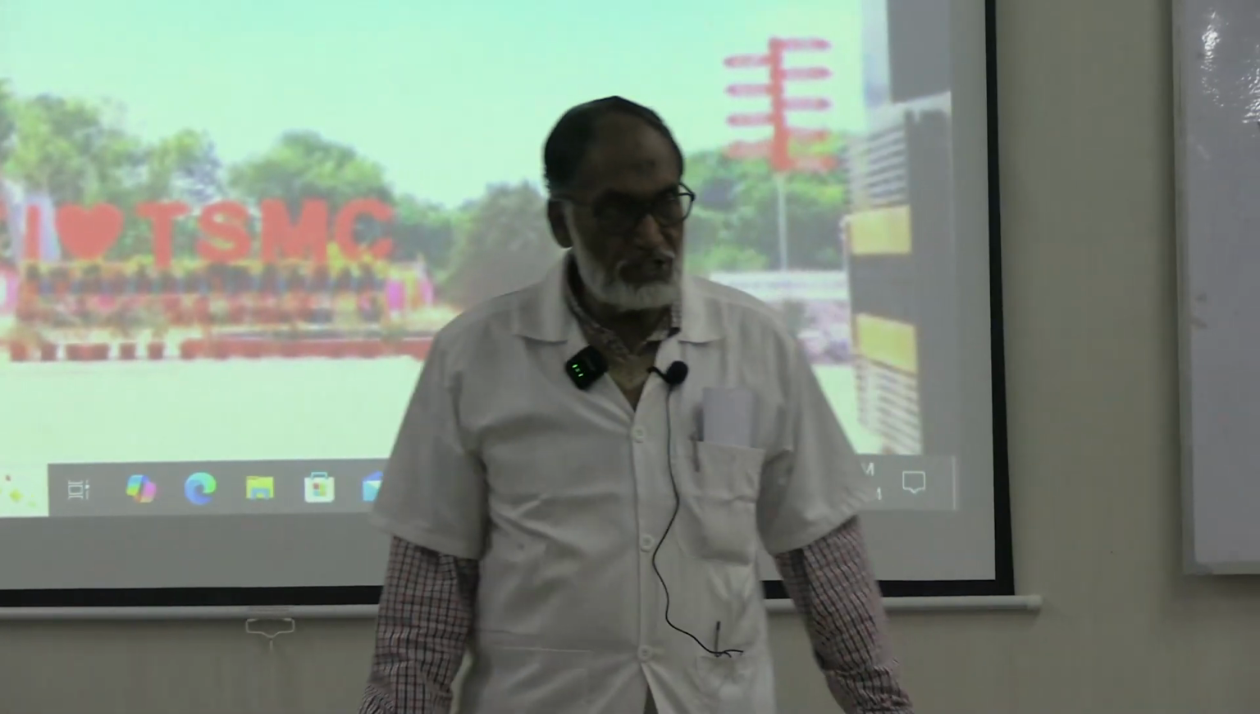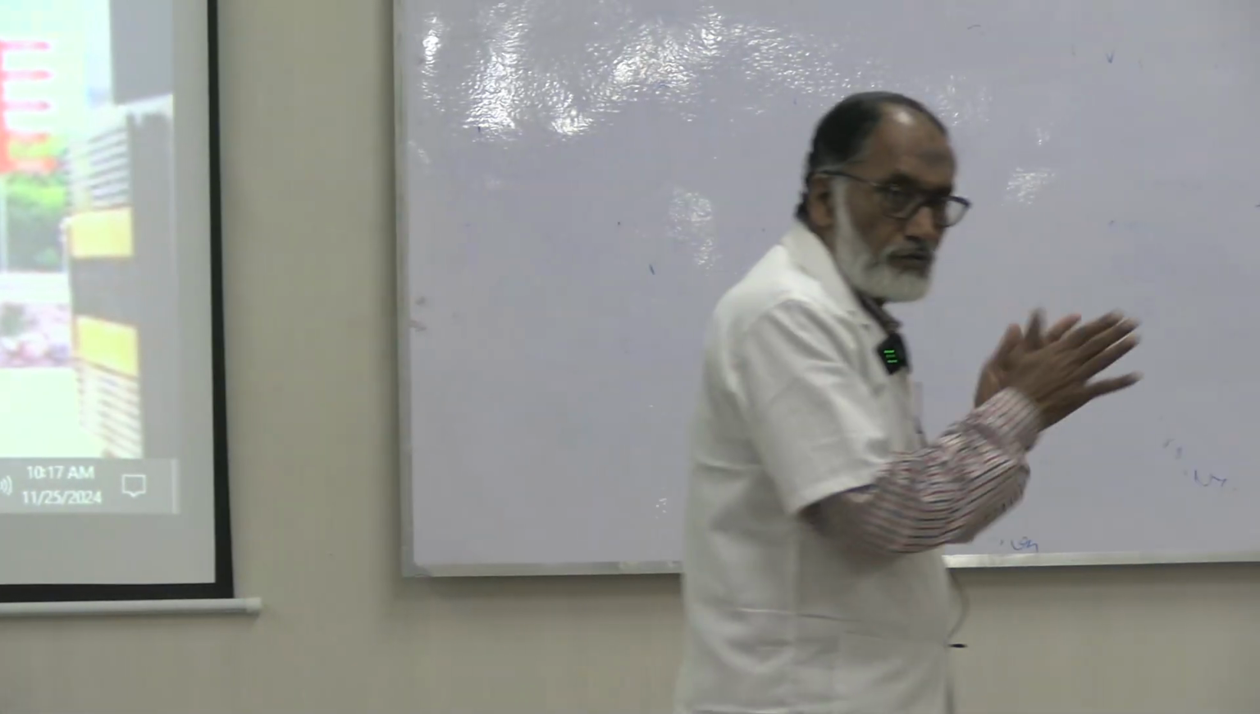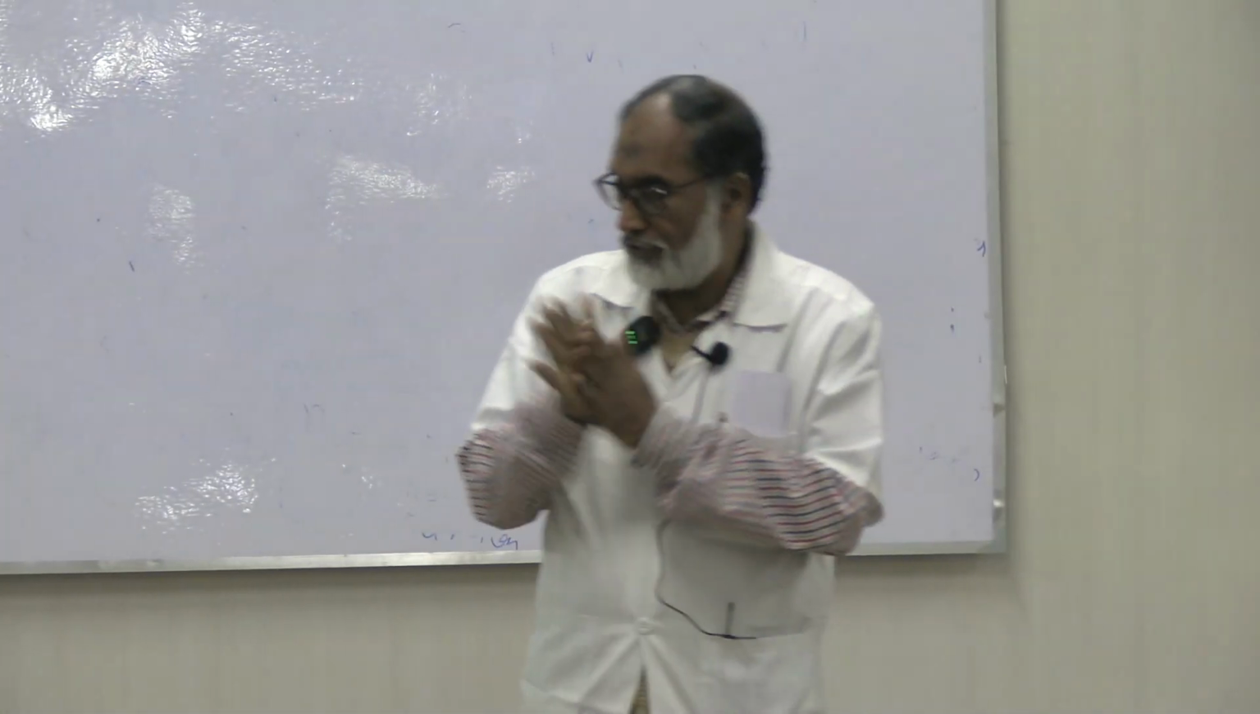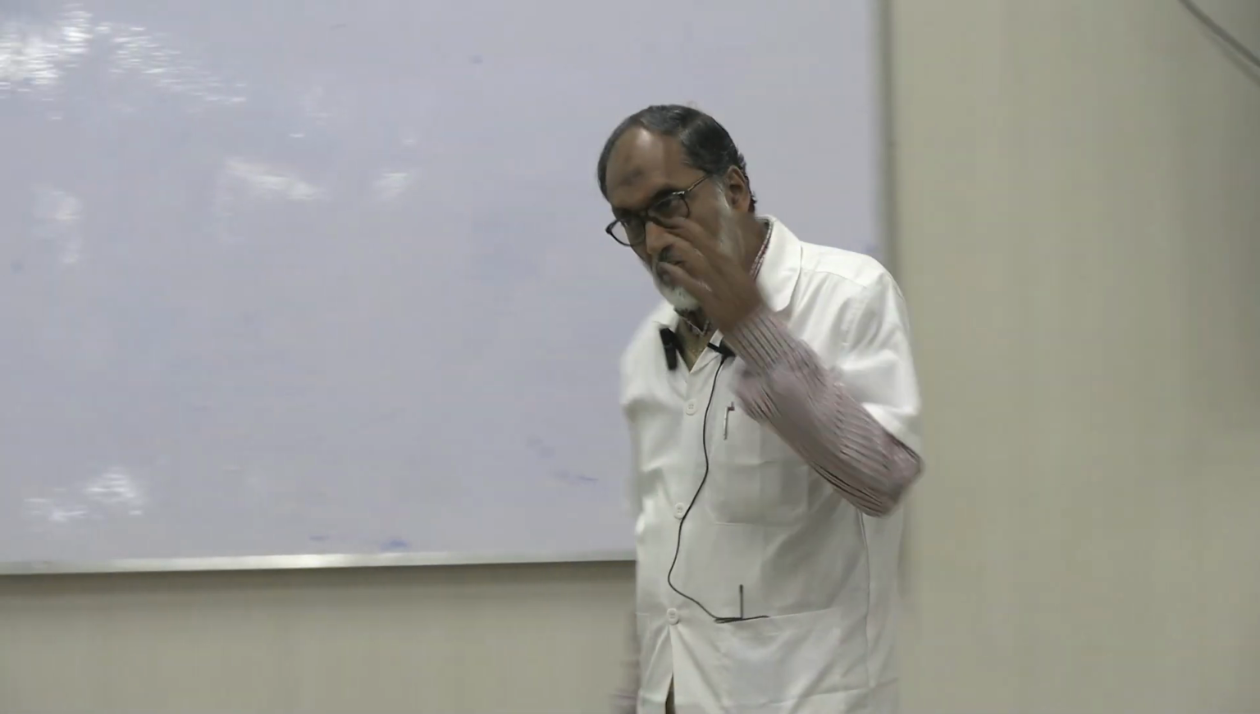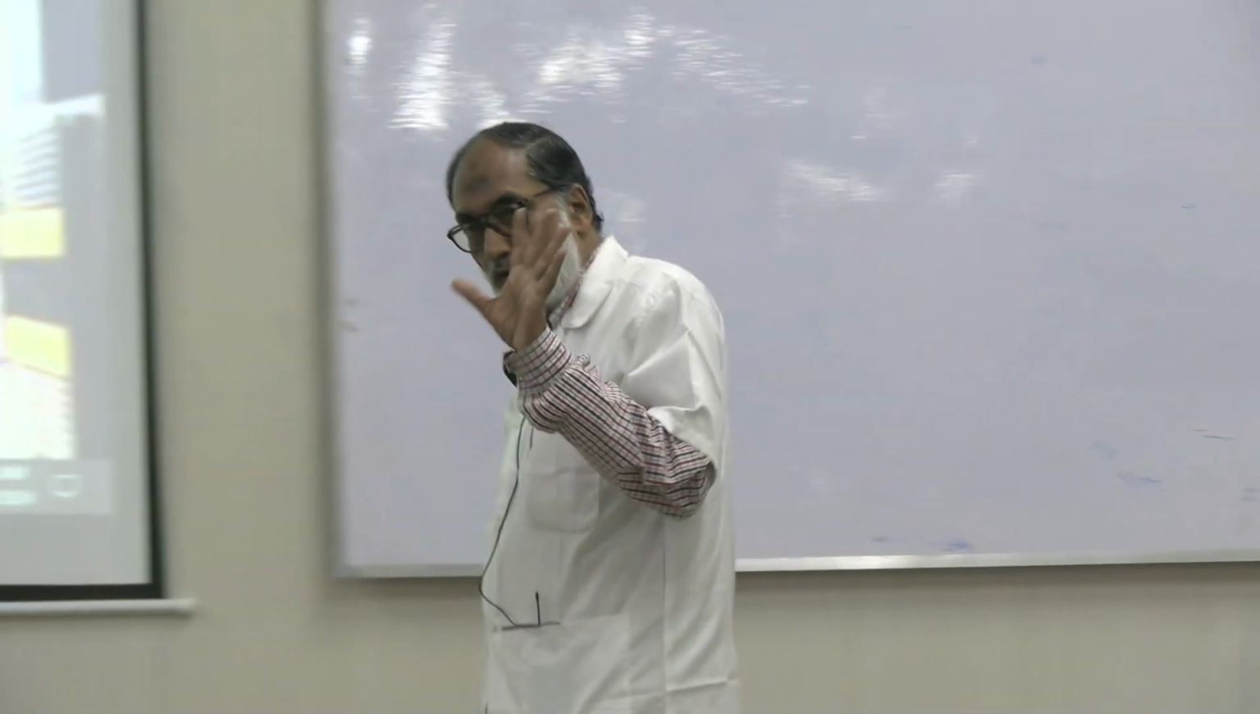Vessels of the upper limb. Vessels means artery and vein. So let us start with veins first. There are two important superficial veins you have already seen. That is basilic vein and cephalic vein. Two important superficial veins of the upper limb.